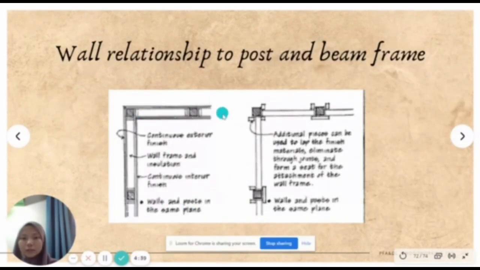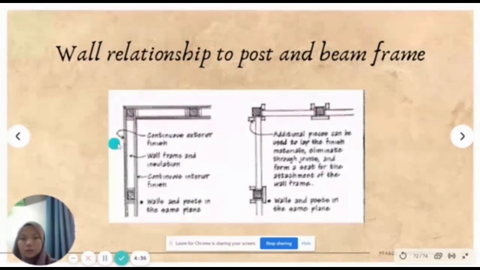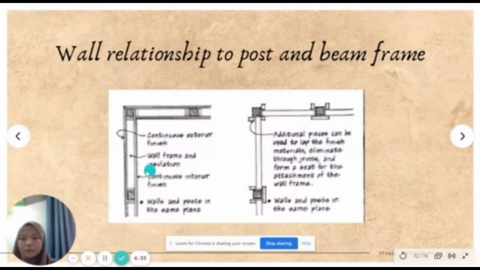This illustrates the wall relationship to post and beam frame. This is the continuous exterior finishes, while this is the interior finishes. And inside that is wall frame and insulation, and walls and posts in the same plane. This is an additional piece that can be used to let the finished material eliminate through joints and form a seat for the attachment of the wall frame.